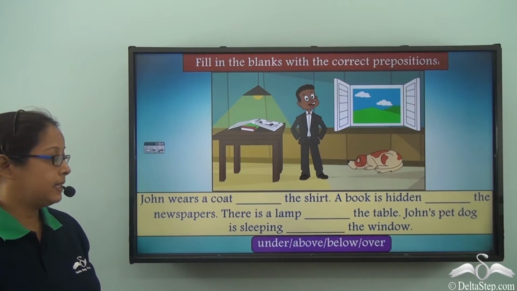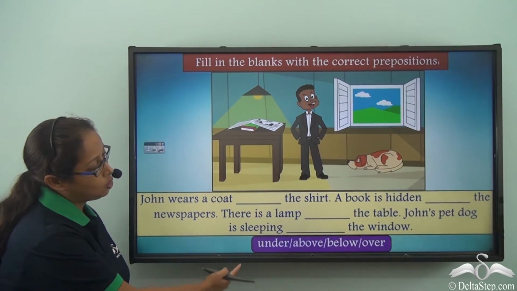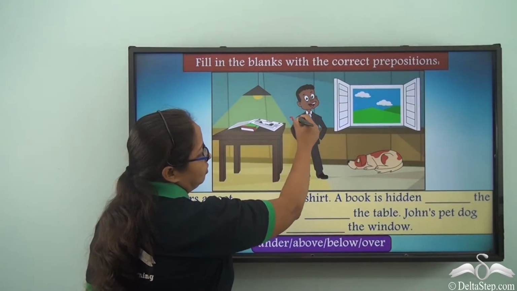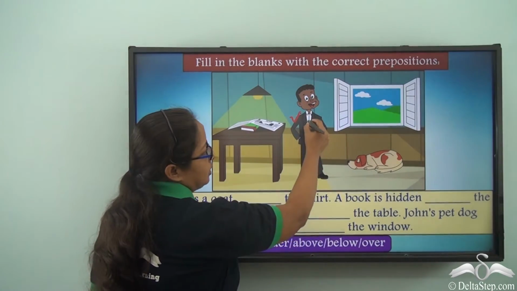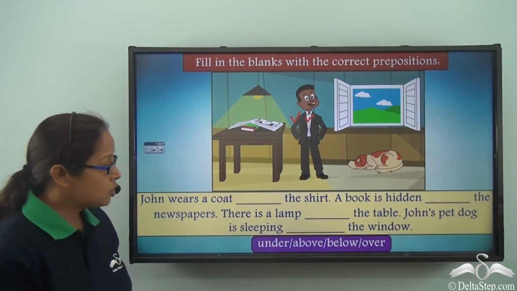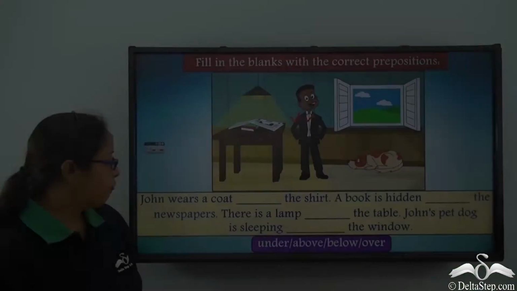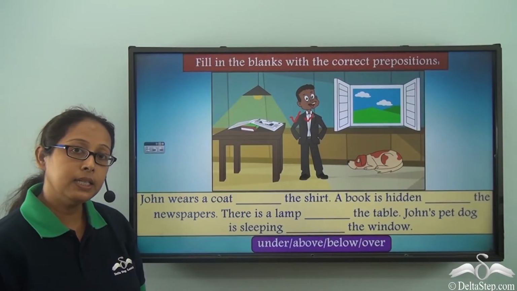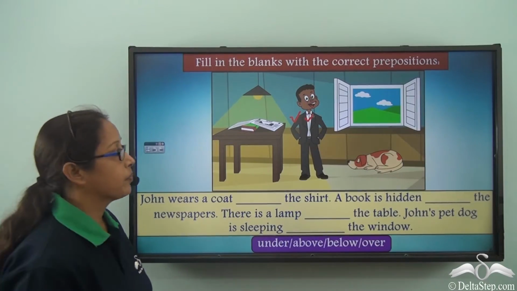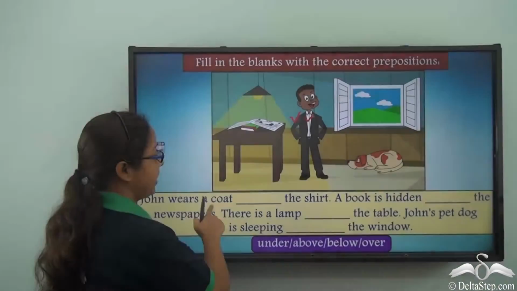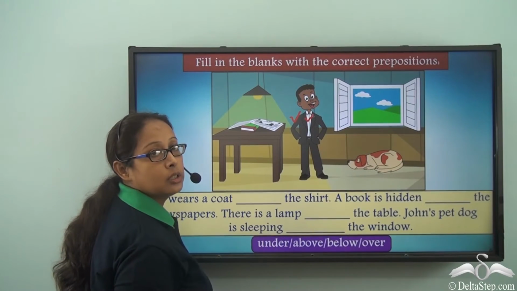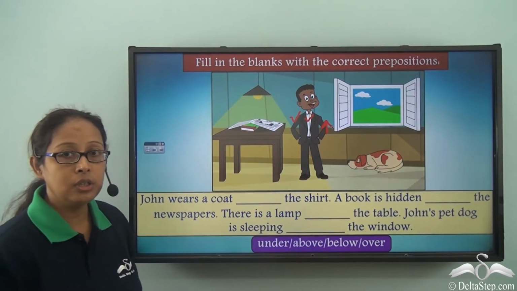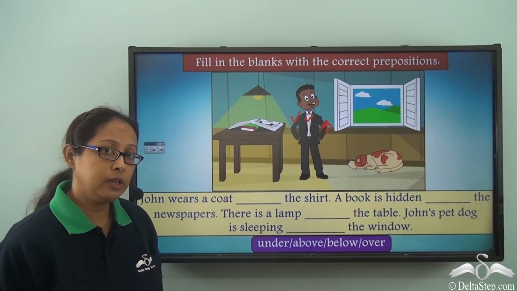Let's take the first sentence. John wears a coat, dash the shirt. This is John we are talking about. And where is his shirt? Here. So can we say that John wears a coat above the shirt? So is above the right answer? Let's see. When we mean above, he wears a coat above the shirt. So it means at a higher position. In this case, is that what we are meaning?